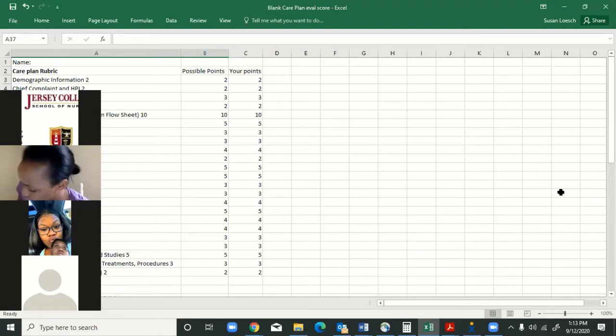Okay. So 5 interventions and 5 rationales. Yes. And then the references. If that doesn't consist for me, I will not accept the care plan as passing. Okay. And how many references do we need? Just 1 reference for each intervention. Okay. So if you're doing all the interventions out of the same book, then you only need the 1 reference. Okay, say this is for all the interventions.